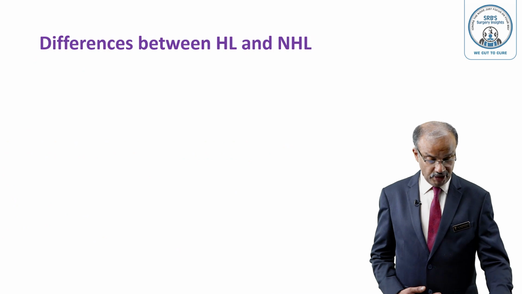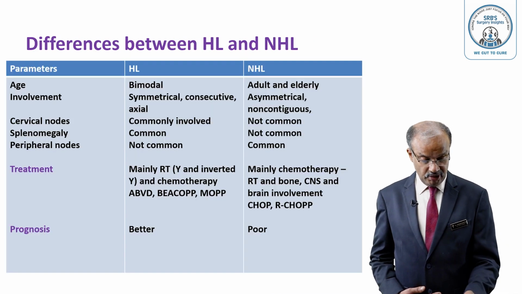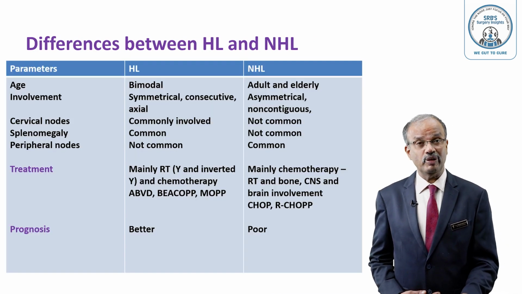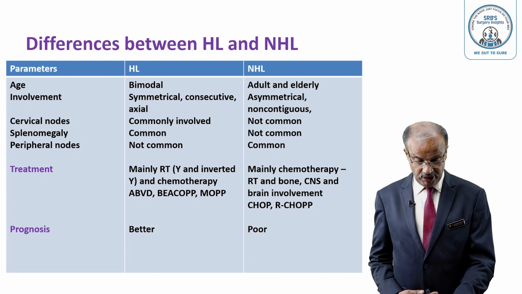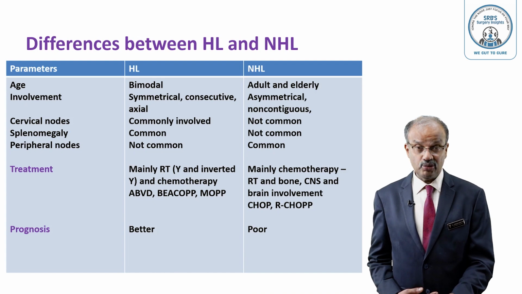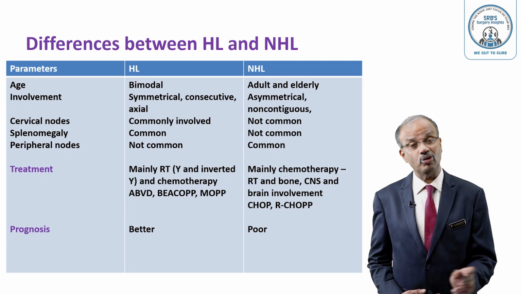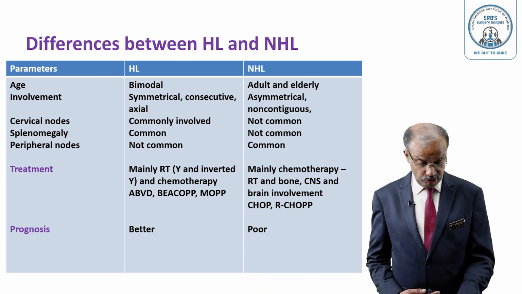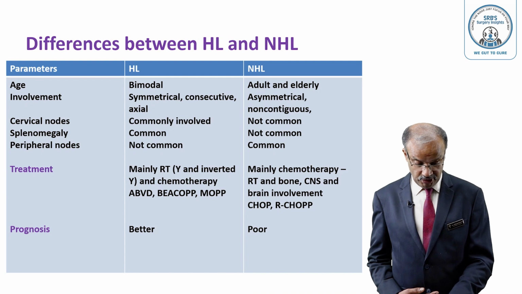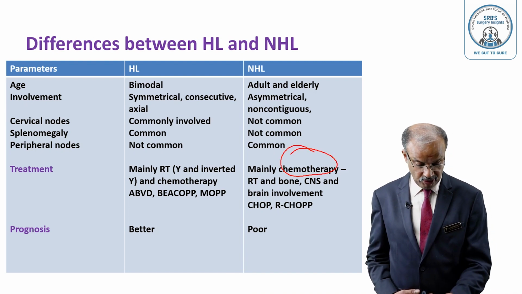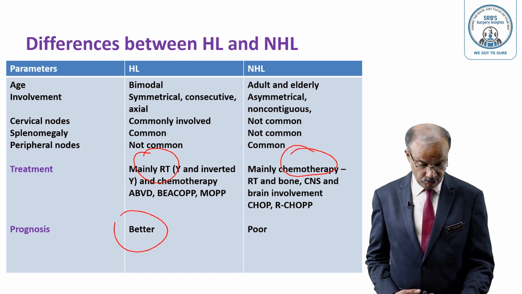And the differences between HL and NHL you have to know. HL is bimodal, symmetrical, axial; NHL is asymmetrical, non-contiguous. Neck nodes are common in HL, not common in NHL. Splenomegaly is common in HL, not common in NHL. Peripheral nodes are not common in HL, very common in NHL, including epitrochlear and inner Waldeyer's ring. Treatment is mainly RT for HL and chemotherapy for NHL, the CHOP or R-CHOP regimen.